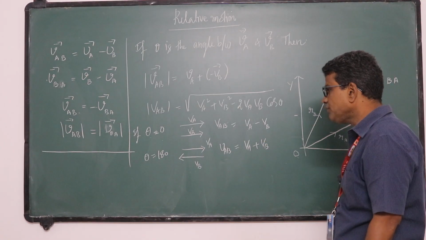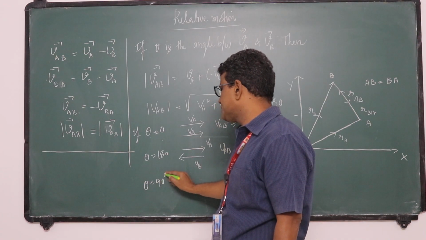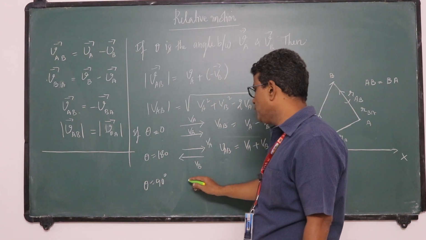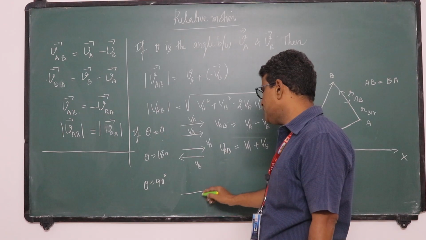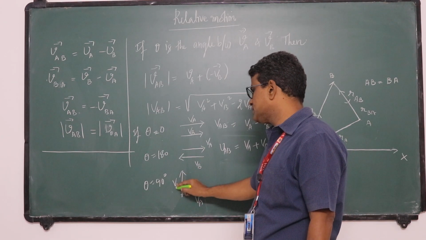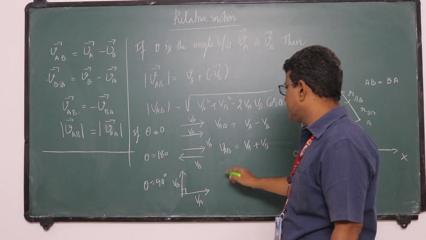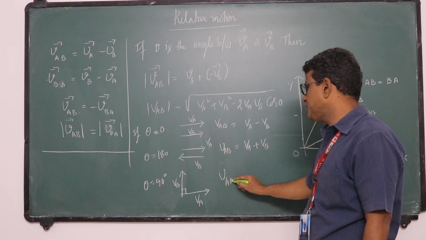Okay, and if theta is 90 degrees, that means they are moving perpendicular to each other. The first particle is moving like this and the second particle is moving like this. So the angle between them is 90. Then what is the velocity of A with respect to B?